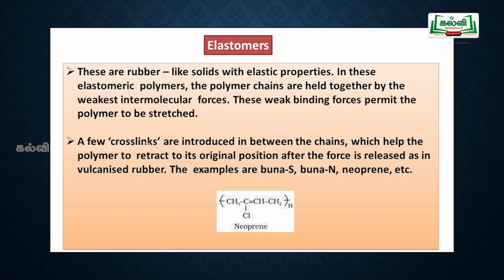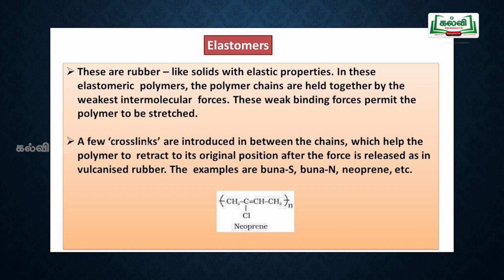Examples of elastomers are Buna-N rubber, Buna-S rubber, neoprene. So remember, elastomers are rubber-like solids. They are linear polymers. Weak intermolecular force binds the polymer chains. Very few cross links are between the polymer chains, so they retract when the force is released. Examples for elastomer are Buna-S rubber, Buna-N rubber, neoprene.